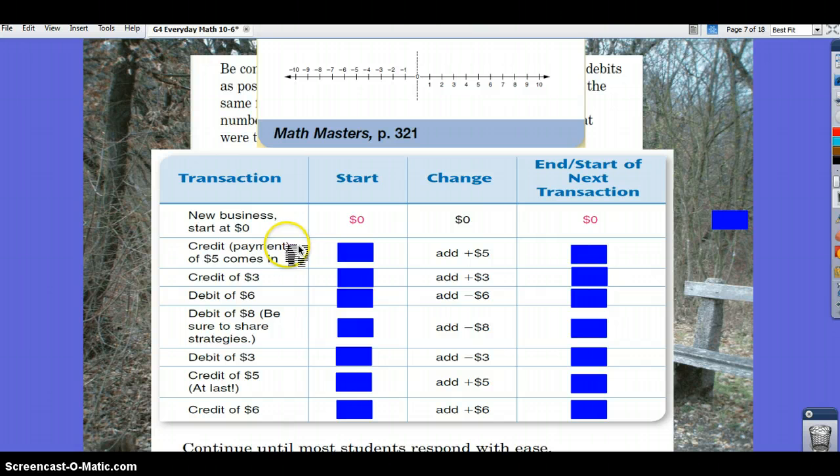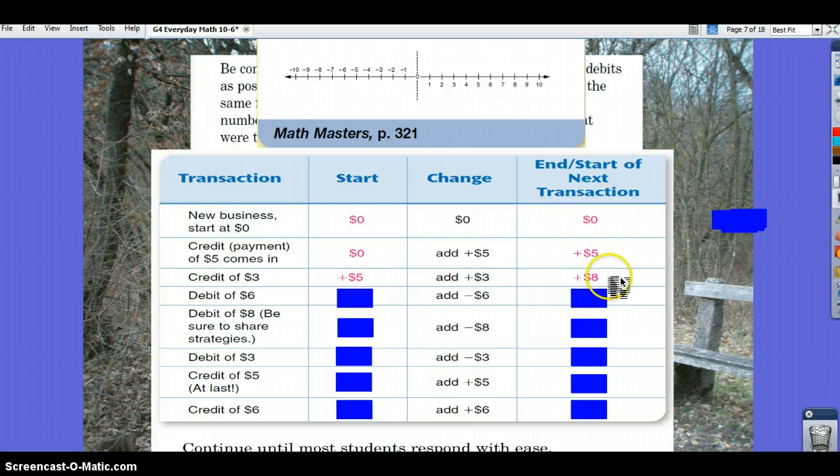So now a credit payment of 5 comes in. Okay, so it's a deposit. So how much came in? Well, we started with 0 still from the day before. So now we add the $5 because it was deposited, and now we have $5. The next day we have a credit again of $3. Well, our last end transaction was 5, so that's what we're starting with the next day. We get to add or deposit $3 more, so we have a total of $8.